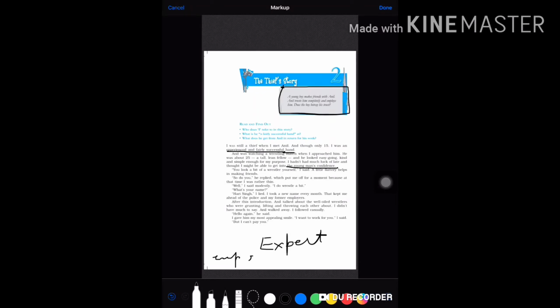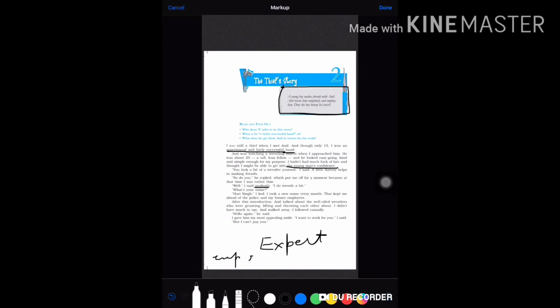Which surprised me because I was a very thin boy, even thinner than him. "Well," I said modestly, very modestly. What do you mean by this word modestly? Modestly stands for very softly, right? "I do wrestle a bit. Sometimes I do. What's your name?"